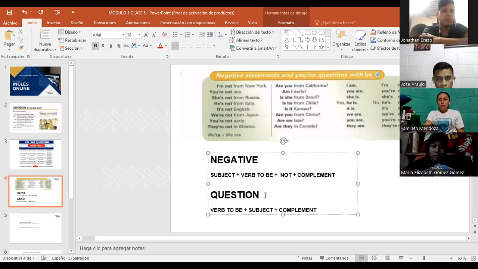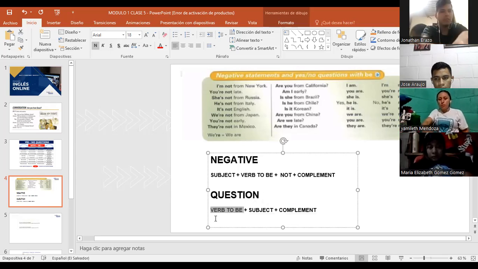Ahora, let's make a question. Hagamos una pregunta usando solo el verbo to be, okay? So, it says first verb to be, right? Aquí primero el sujeto, aquí primero es el verb to be. So, give me a verb to be, guys. Deme el verbo to be de cualquiera. De I, she, he, you, we, de cualquiera. Tell me one. Are you? Okay, perfect. Are.